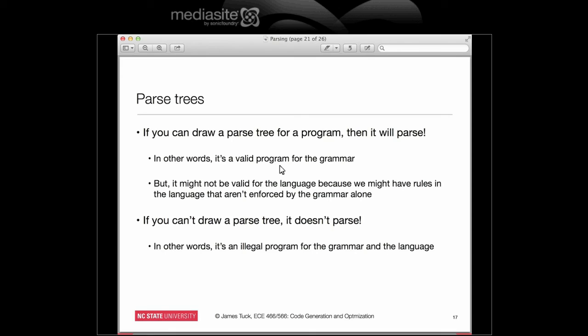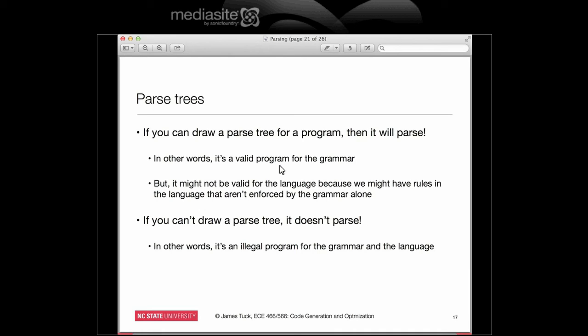So if you can draw a parse tree for a program, then it will parse on the grammar that you're using. In other words, it's a valid program for the grammar. Okay, it's important to differentiate this from being a valid program for the language, right? Because the grammar for your language may not represent all the rules that are possible for that language. And so the grammar is one step of validating the program, but not all of the steps. But at a minimum, if you can draw a parse tree, you can say that the program is valid for the grammar. It may or may not be valid for the language.